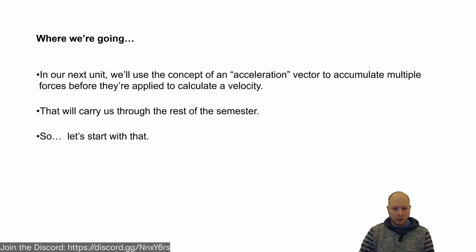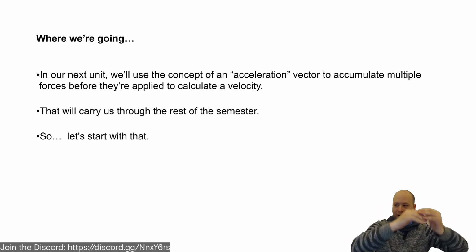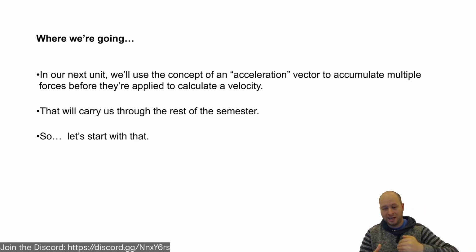So I'm going to go through the example a little bit more and kind of flesh it out a bit. But this idea is going to be used almost everywhere, especially in the next unit. We'll really be using this acceleration vector to accumulate multiple forces. For example, imagine shooting a bullet in the air. You've got the force of the bullet being shot out of the gun. You've got the force of gravity pulling it down. You've got negative air resistance slowing it down, and potentially wind that's pushing it to the left or to the right as well.